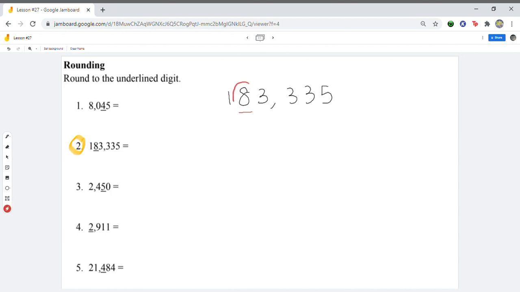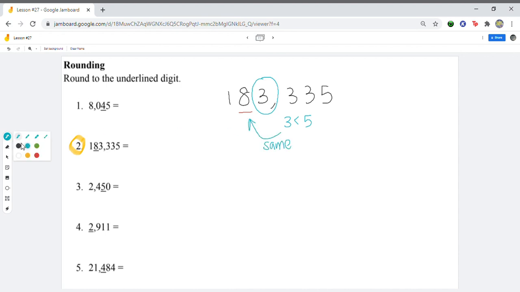So in order to determine if we're going to round up or stay the same, we're going to look at the number to the right of the underlined value, which is 3. So if this number is less than 5, that means we're going to keep the 8. But if it's greater than or equal to 5, that means we're going to round up, which means the 8 will turn into 9. But over here we see that 3 is less than 5. So we're going to keep this the same.